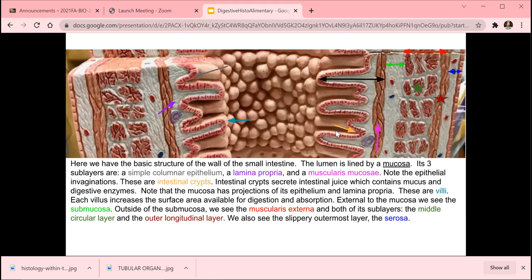Pay attention, your villi have a covering of epithelium with a core of lamina propria. The next layer is called the tunica submucosa. After that, we have muscularis externa with inner circular and outer longitudinal muscle. And the last layer is called tunica serosa. This is a connective tissue which is covered by mesothelium.